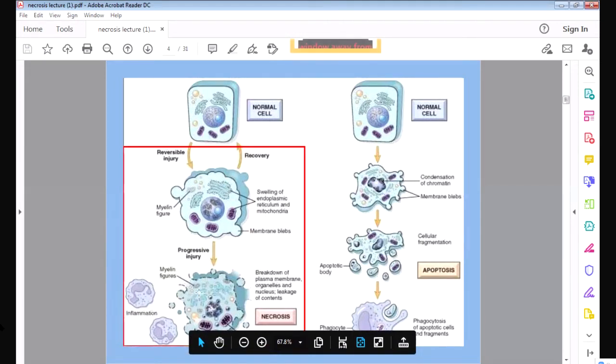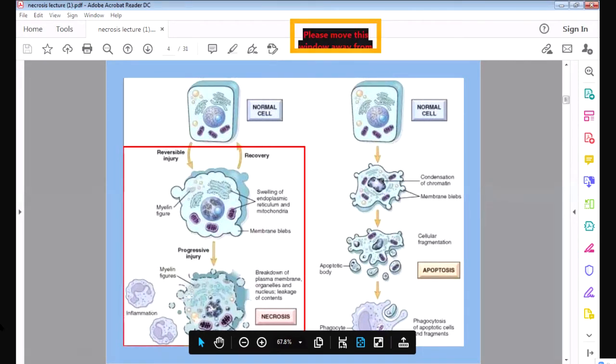You can see the cell membrane is breaking. The cell membrane will break, and what will happen? The cell will rupture. All the organelles, you can see all the organelles, they will come out. They will go out of the cell, and you know what will happen? The inflammatory cells will come, like neutrophils and macrophages, and they will digest the cell.